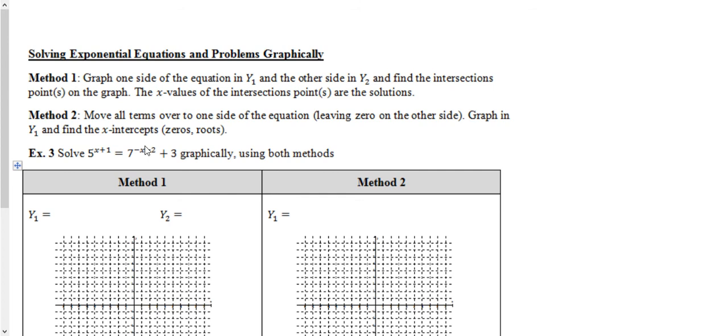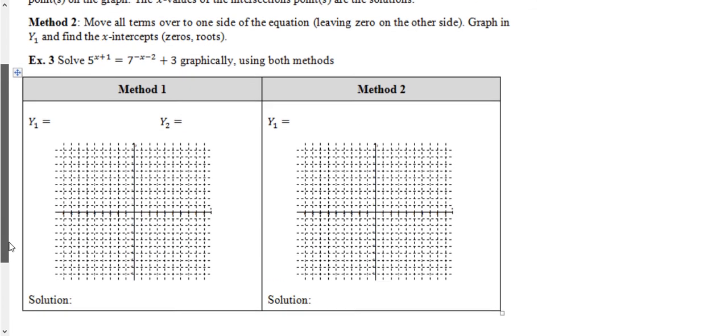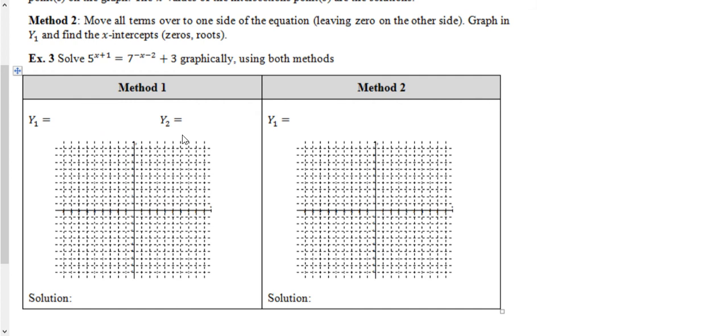In this next example here, this is just asking us to use our graphing calculator to solve this. So method 1 is to use a y1, y2, and then find where they cross. Method 2 is to have everything as y1, and it doesn't mention here, but your y2 by default should be 0 because you have everything all in y1 now. You're going to find the solutions, and both of these should net us the same answer. Let's set up our graphing calculator.